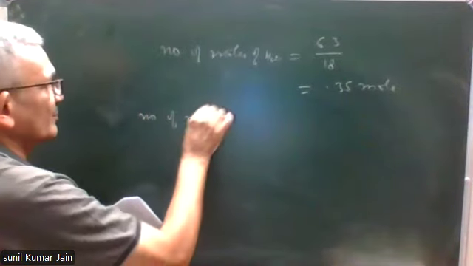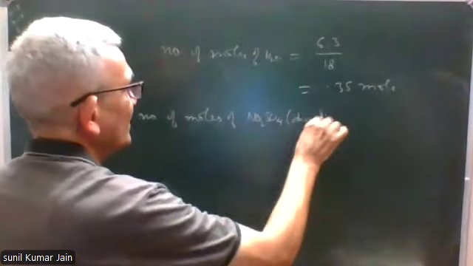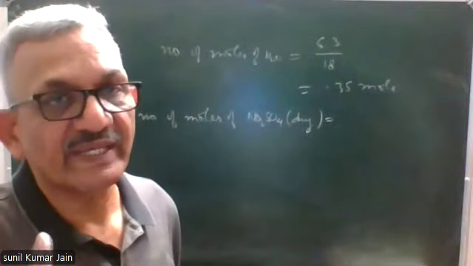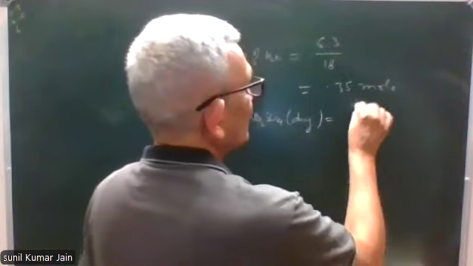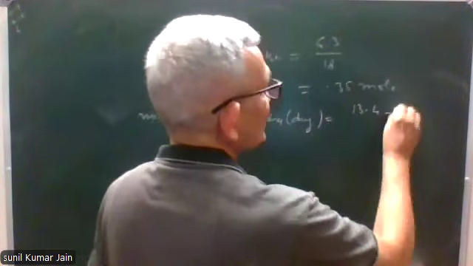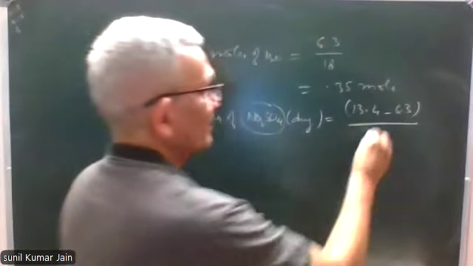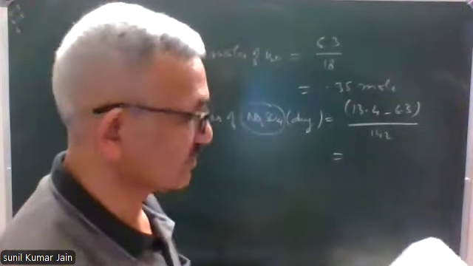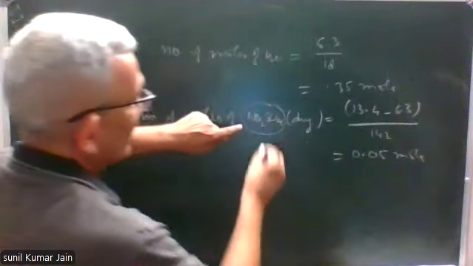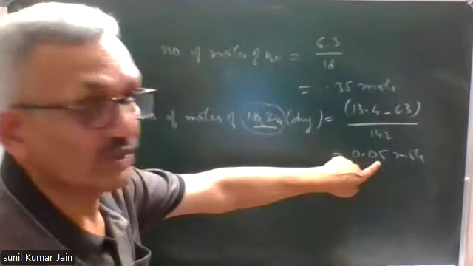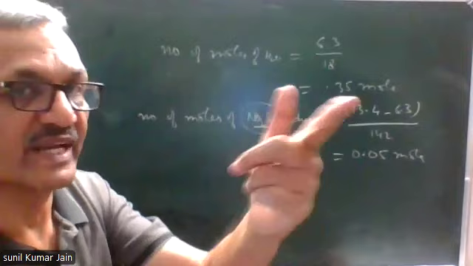Number of moles of Na2SO4. This is without water, only Na2SO4. That's why I've written dry. Total weight is 13.4 minus water 6.3 divided by molecular weight of this, which is 142. So when you divide, this will come out to 0.05. It means 0.05 mole of Na2SO4 contains 0.35 mole of water. 1 mole contains how much? That will be your answer.